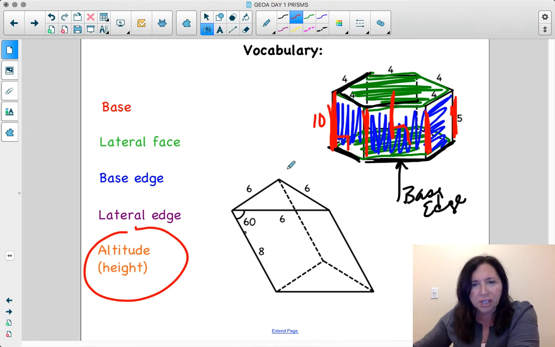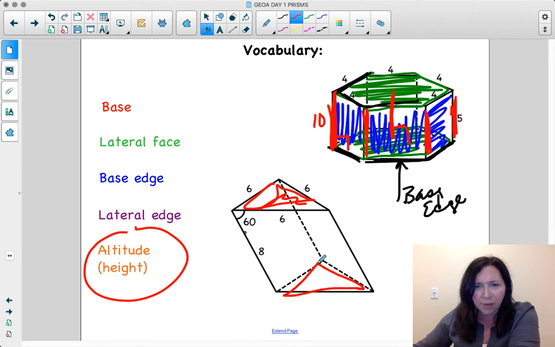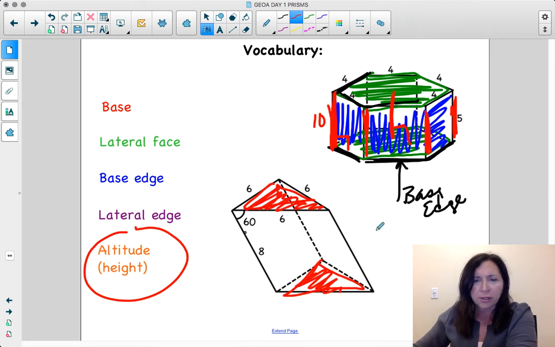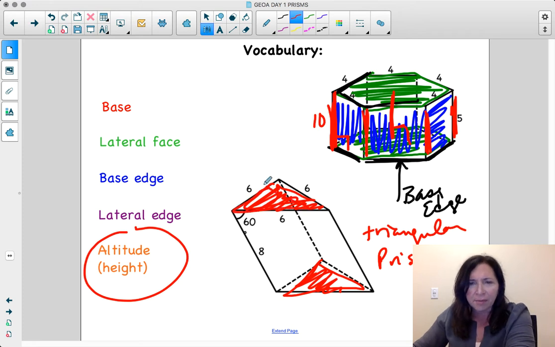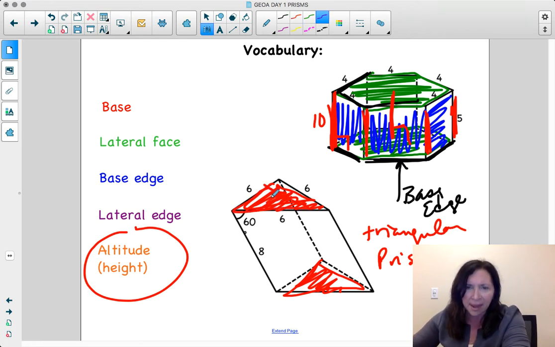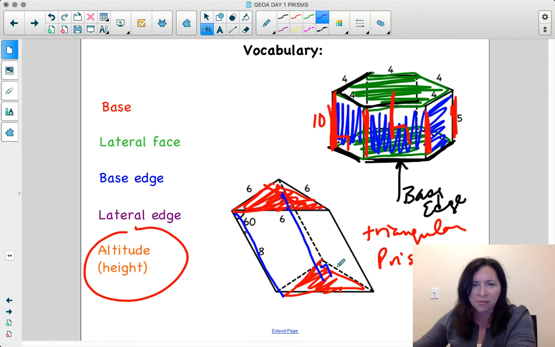Now for this shape right here, there's a base right here, and here's another base right here. See how my bases are the same? Those are both triangles. That's called a triangular prism. It's called a triangular prism because my bases are the same, they're parallel, okay? That would mean this length right here, from this inside here to here, that's my height. Remember, my height is perpendicular.